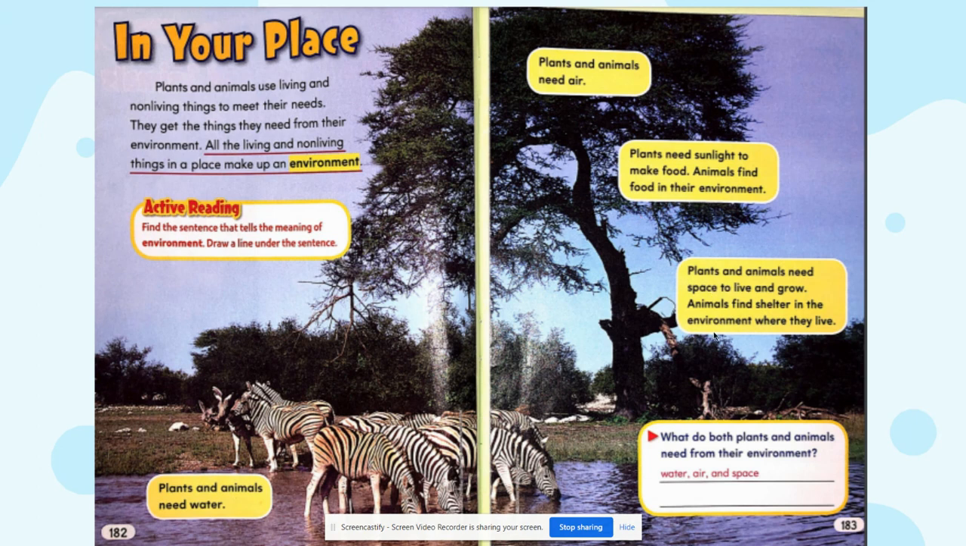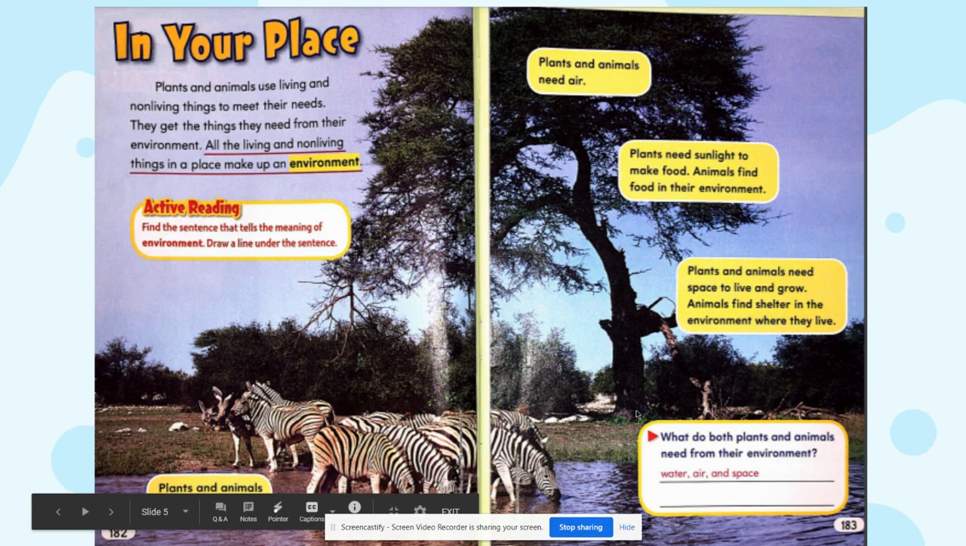Now, by looking at the last yellow box, it says plants and animals need space to live and grow, which is very true. Both of them need their own space in order to get bigger and to grow. Animals find shelter in the environment where they live. So these zebras, they can find shelter underneath a tree, right?